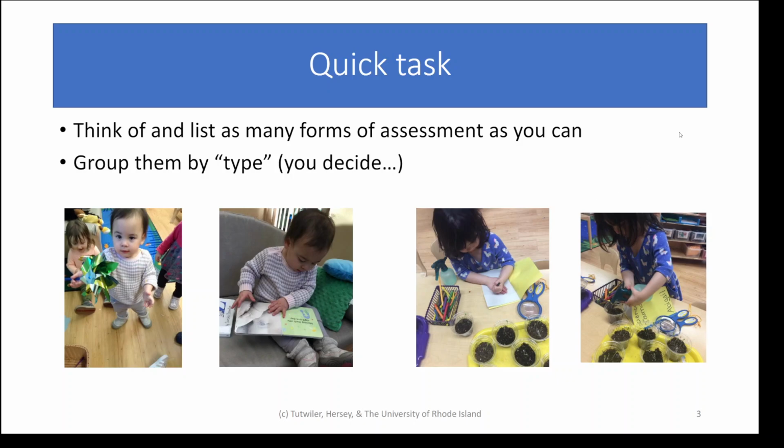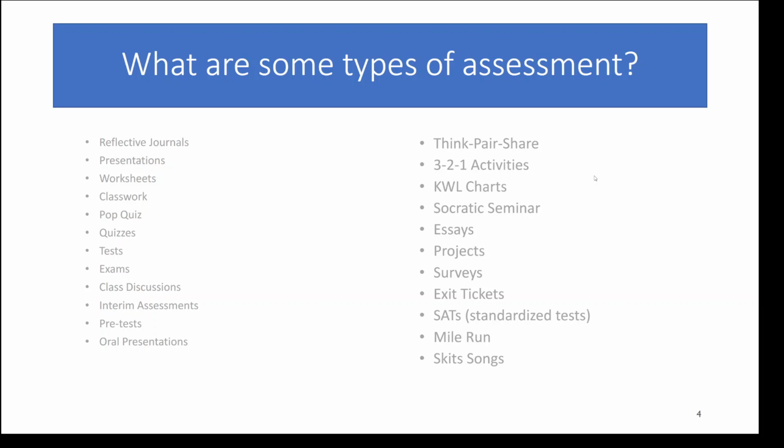Okay, so if you want to pause a minute and think about this, totally happy to let you do that. Think of and list as many forms of assessment as you can, and then group them by any type that you decide. So, any way you can think of that we figure out how kids learn or if they've learned. At this point, you may pause the video and think about it if you choose to. If not, we're going to continue onwards.